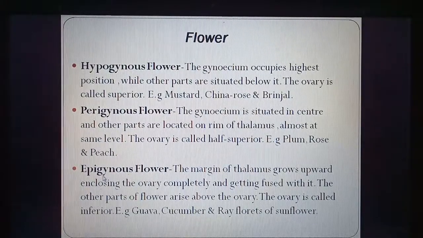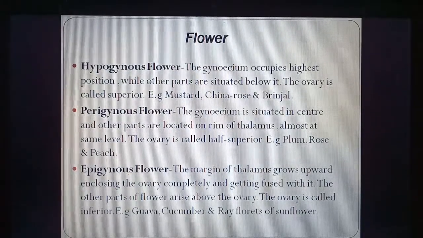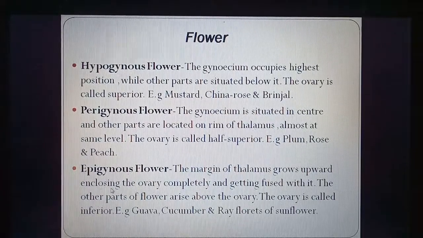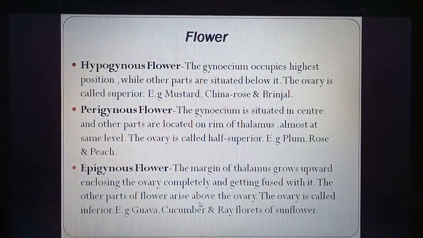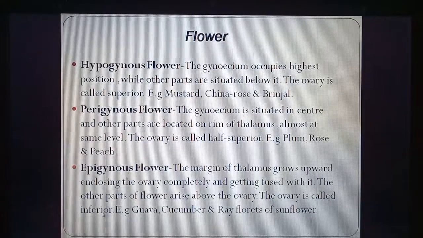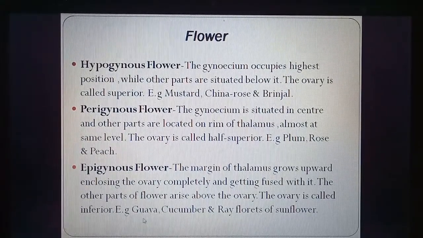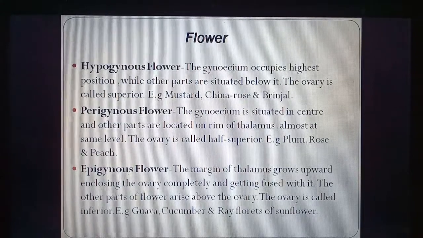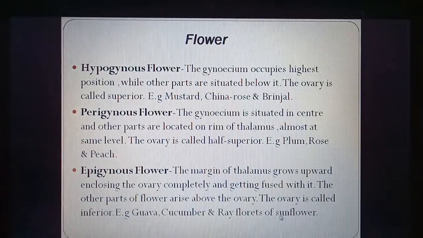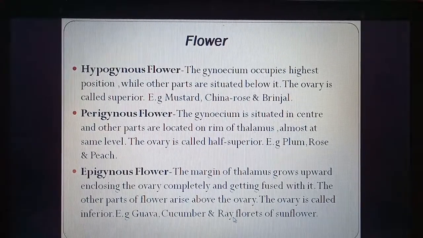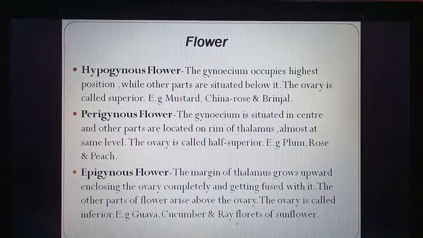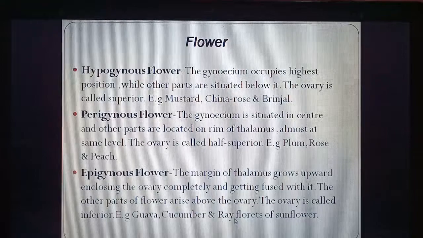And the third condition is epigynous. The margin of thalamus grows upward and encloses the ovary completely and gets fused with it. So the thalamus grows upward, so the other parts of flower rise above ovary. So all the parts are above ovary and the ovary becomes inferior. Example is guava, cucumber and ray florets in sunflower. So in sunflower there are two types of flowers, ray florets and disc florets. Ray florets are long flowers. So they have epigynous flower condition.